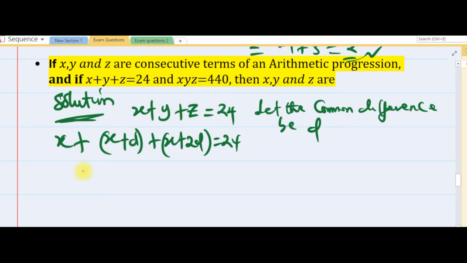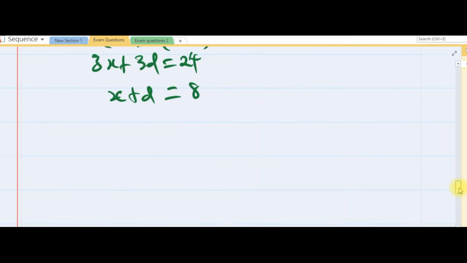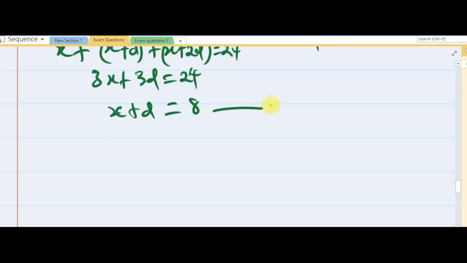So that's it. So we add. We have x, so we have 3x, d plus 2d, 3d equals 24. So what do you have? 3 is here, 3 is here, 3 is here. So we have x plus d equals 8. So that's what we have. So x plus d equals 8. Equation 1.